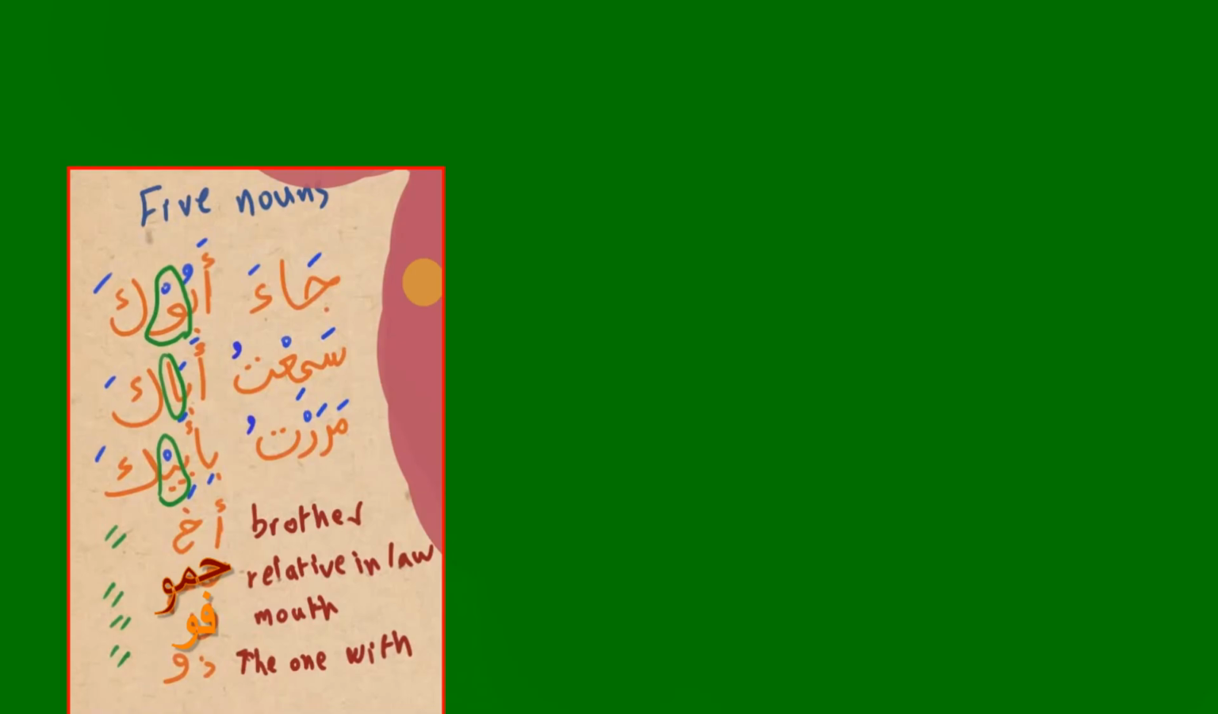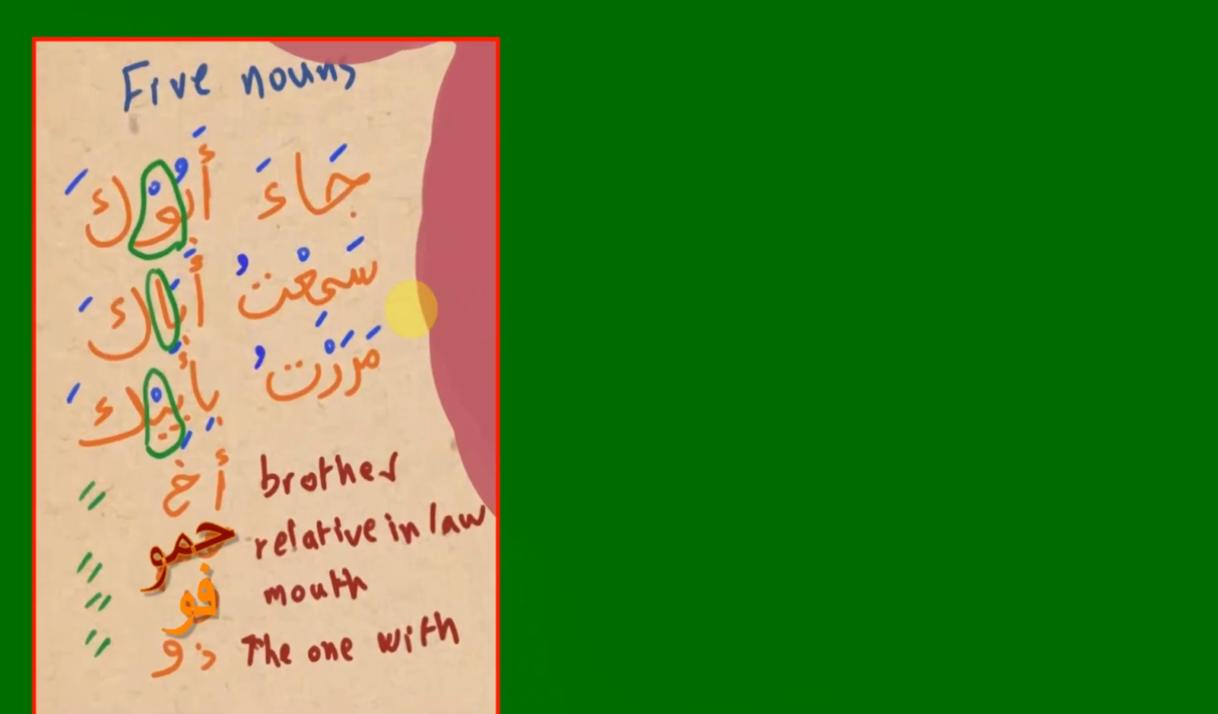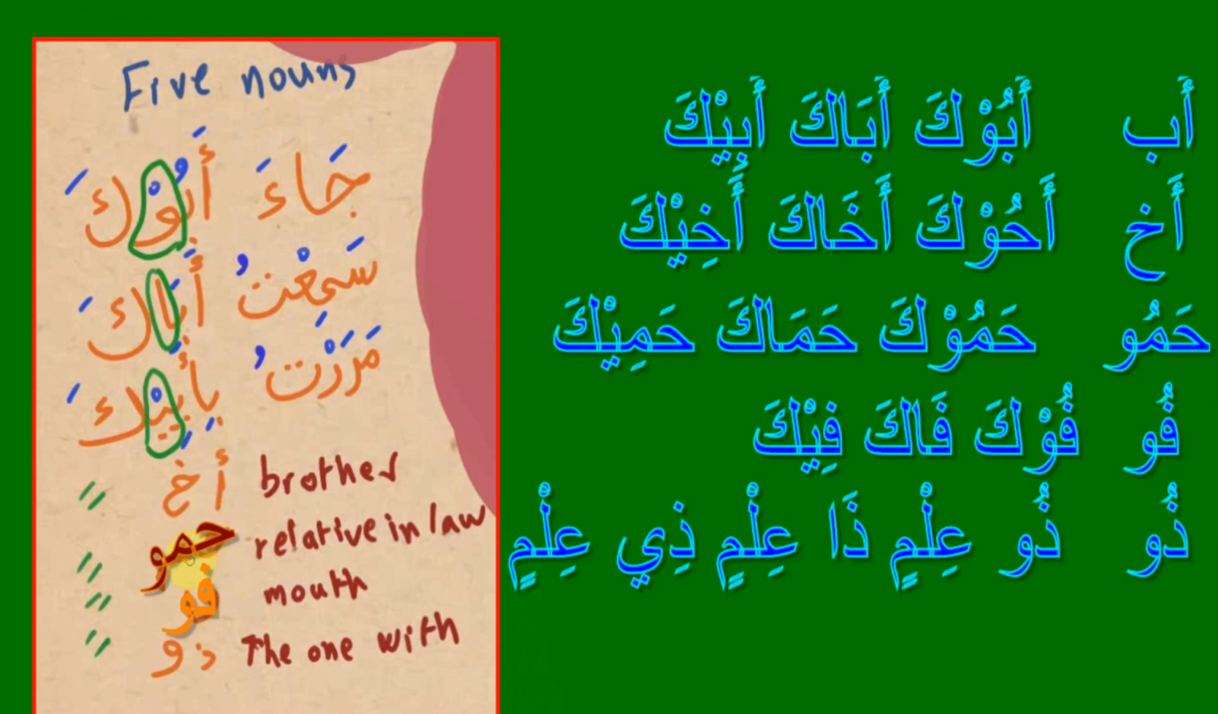So now we will look at the third one, which is these 5 nouns. We learned about the 5 nouns: ab, akh, hamu, fu, dhu. So this here is fu, which means mouth. Another word for it is fam. We talked about this before. So now notice here how it changes.